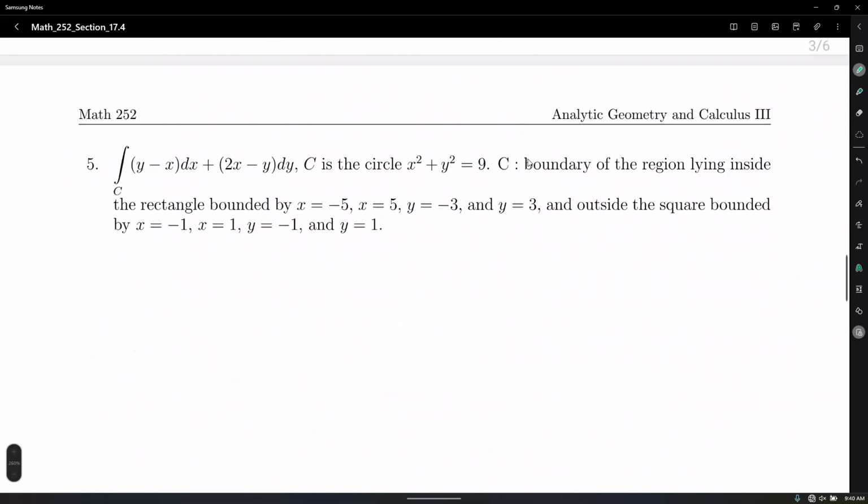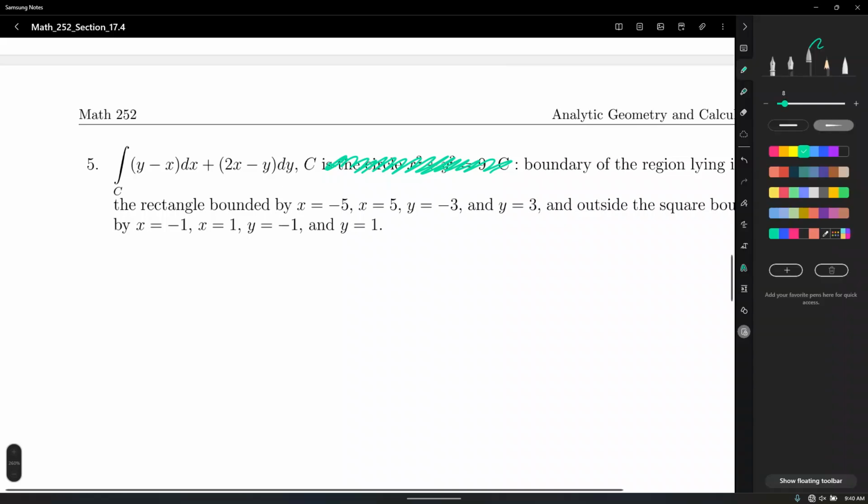The integral of y minus x dx plus 2x minus y dy, where the same trajectory, the circle of radius 3. Why not? Oh, no, wait, that's a typo, actually. No, not that easy. C is the boundary of the region. Well, it's still going to be really easy anyway. The boundary of the region lies inside the rectangle bounded by those 4 lines, 2 horizontal, 2 vertical, and outside of the square bounded by the other lines. Okay, let's do that first. Let's plot this.